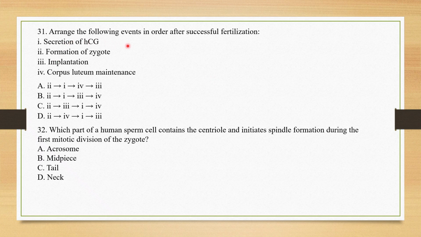Arrange the following events in order after successful fertilization. It will be option A, yes. Formation of zygote followed by secretion of HCG, corpus luteum maintenance, and then comes implantation. Which part of a human sperm cell contains the centriole and initiates spindle formation during the first mitotic division of the zygote? That is neck. The neck region contains centriole, which contributes to zygote's spindle formation.